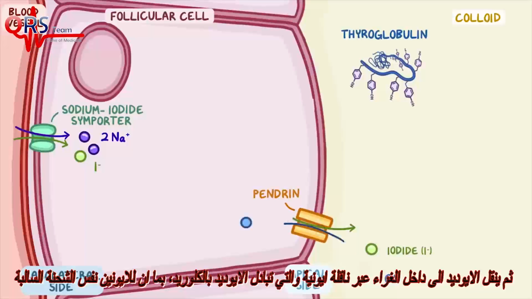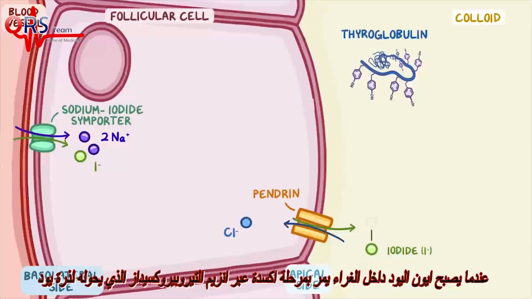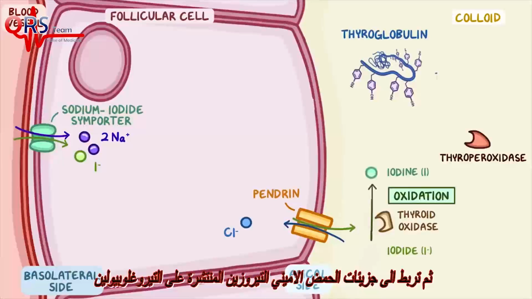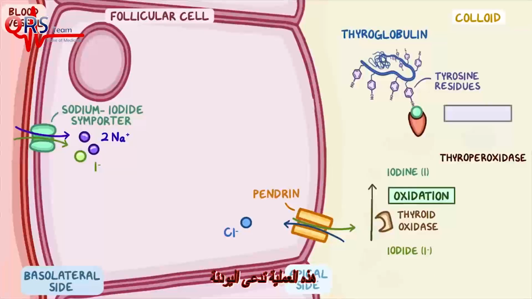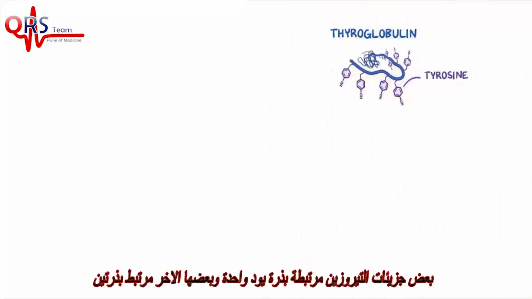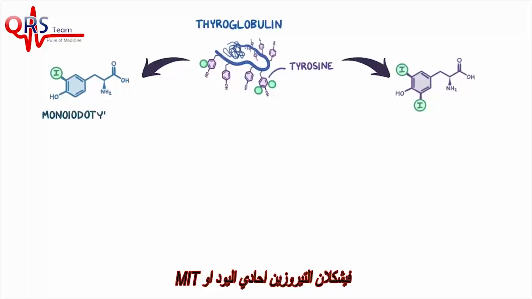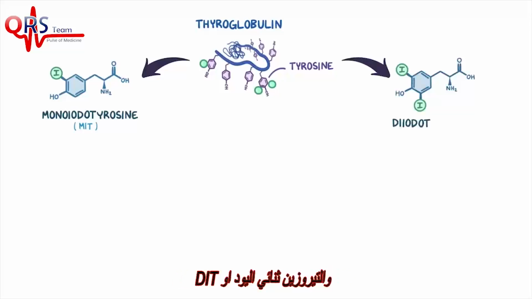both negatively charged. Once iodide is in the colloid, it undergoes oxidation with the enzyme thyroperoxidase, which changes it into an iodine atom. It's then attached to tyrosine amino acid residues, which are found throughout thyroglobulin. This process is called iodination. Some tyrosine residues are bound by only one iodine atom, whereas others are bound by two, yielding monoiodotyrosine, or MIT, and diiodotyrosine, or DIT, respectively.